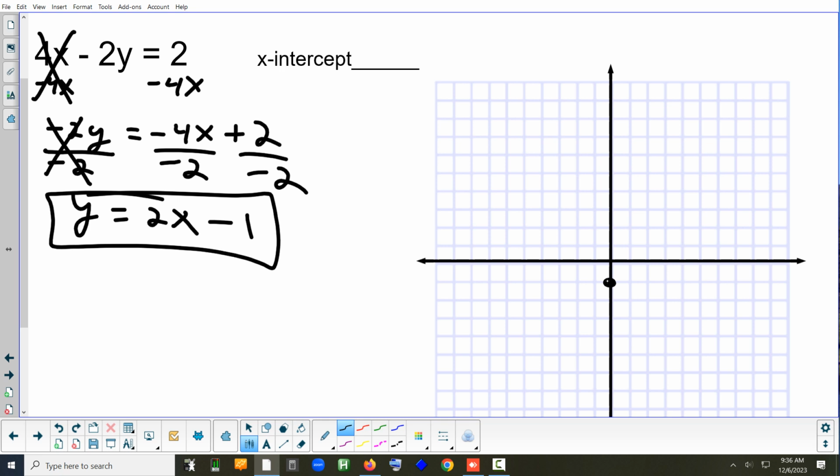Put a dot there. And now the slope is 2, but we need to think of it as a fraction. So what can I put in the bottom? If it was already a fraction, I would just leave it. But it's not. So what could I put in the bottom? 1. So now think of these two numbers as directions. From the y-intercept, we're going to go which way? Up 2. Right. And then which way? Right 1. So go up 2, right 1.